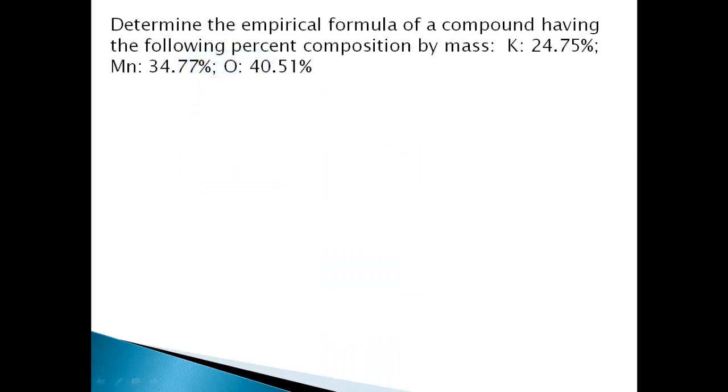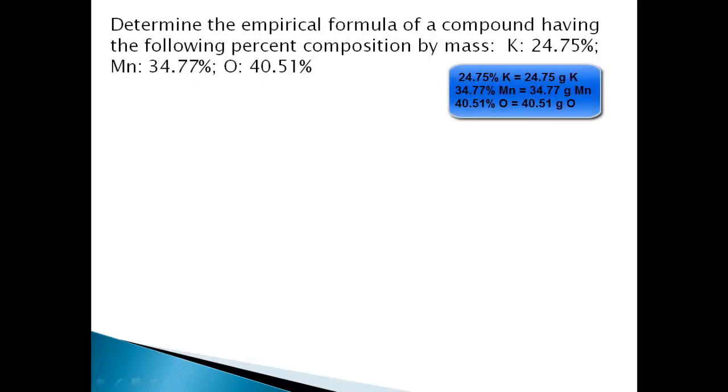The first problem says: determine the empirical formula of a compound having the following percent composition by mass. Potassium, 24.75%, manganese, 34.77%, and oxygen, 40.51%. In the lab, we found that this theoretical compound that we've been studying has these percentages, and I want to find the empirical formula of this compound. Since I have percentages, and all these elements add up to 100%, I'm going to convert them to grams. There's no real conversion. We just assume it's out of 100 grams, so there's that many grams of each element.